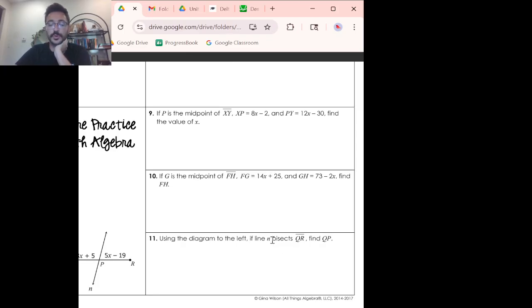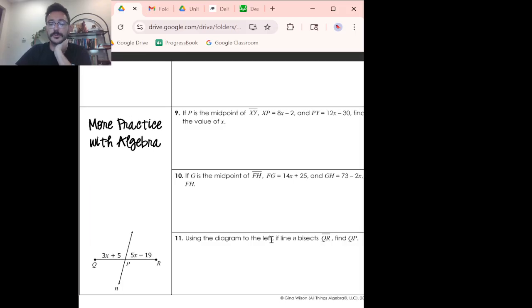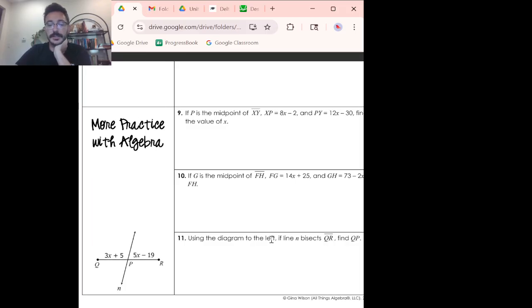I just want to touch on this word bisects. Think of that kind of like a midpoint for splitting a line. A midpoint is a point. A line bisects. It cuts it in half. So this line N cuts QR in half, just like a midpoint of P would. So don't really think too much more of that. It's also another word for cutting it in half, except it's what a line does, not a point.